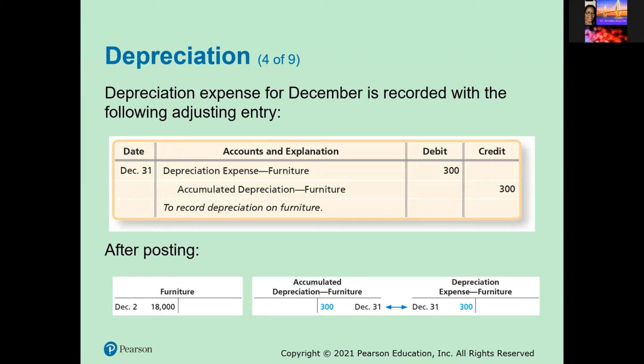The accumulated depreciation account accumulates the depreciation expense. This means that next month, an additional $300 will be added to the accumulated depreciation furniture account, creating a balance of $600, representing 2 months of depreciation. At the end of 3 months, the accumulated depreciation furniture account will have a balance of $900, and that is $300 per month times 3 months.